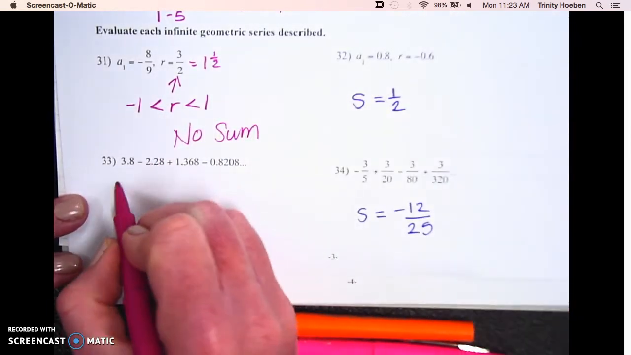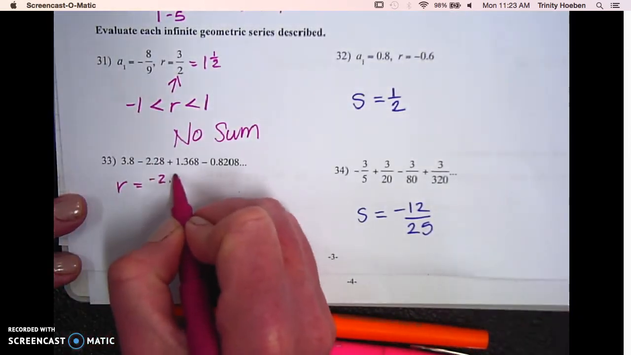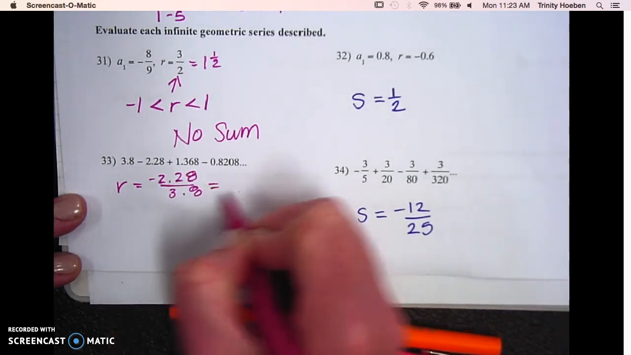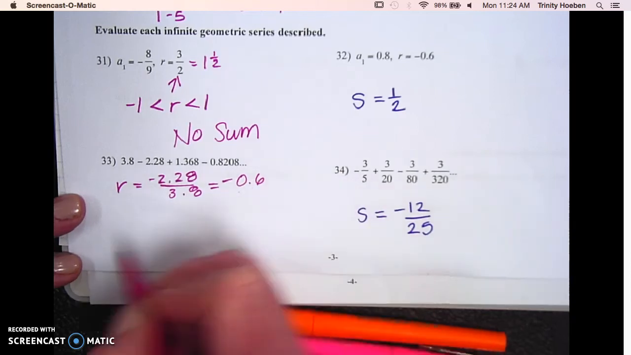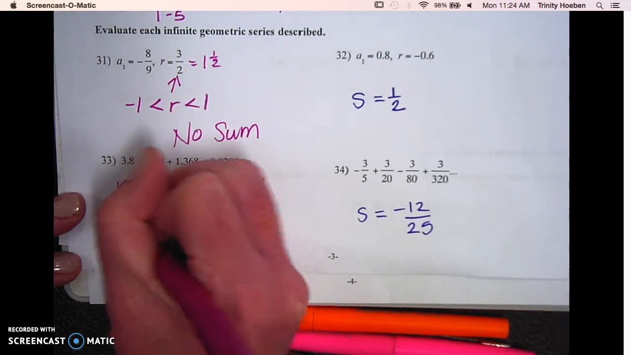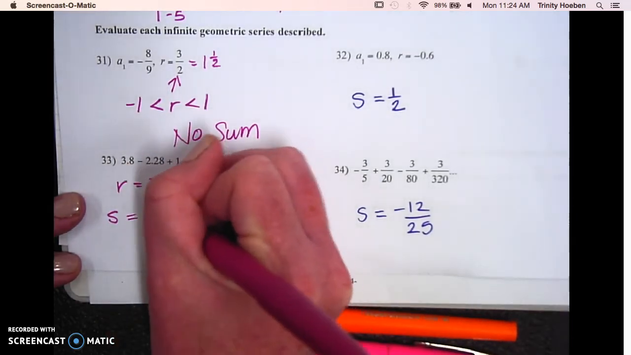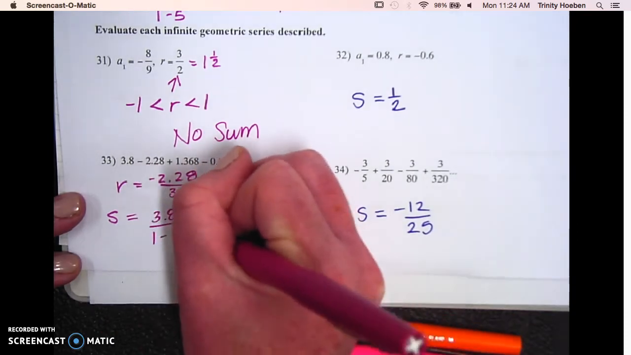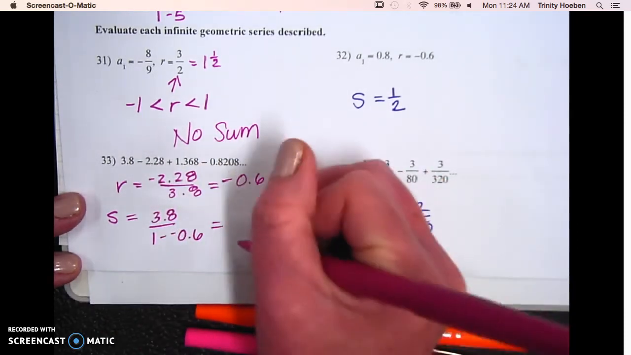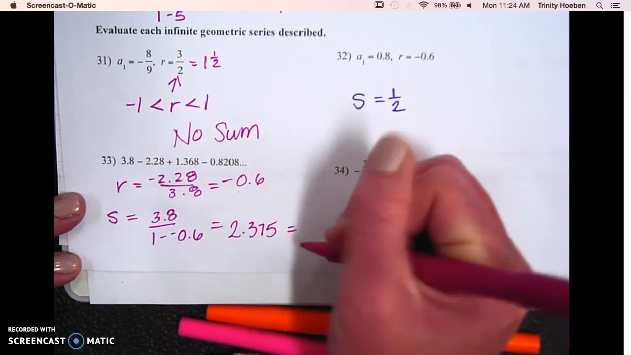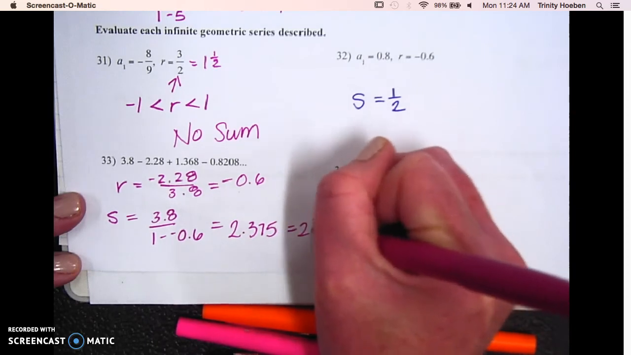Number 33, to get the common ratio, I take negative 2.28, divide it by 3.8. I got negative 0.6. And so the infinite geometric series formula is pretty easy. I just take the 3.8 and divide it by 1 minus negative 0.6. Punch it in the calculator. I got 2.375, which as a mixed number is 2 3/8.